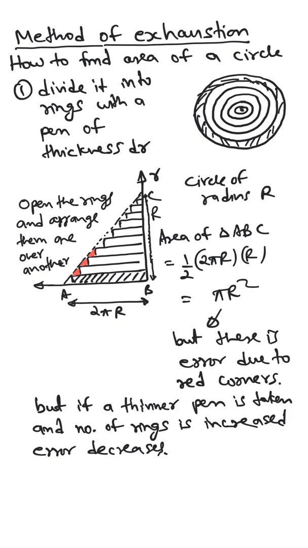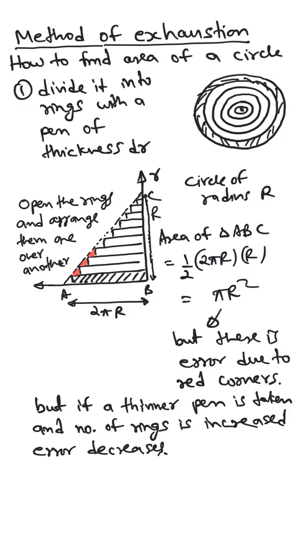Now how to find the area of a circle? Let us find the area of the circle. We divide this circle into a number of small thin rings using a pen of thickness dr. So we take a pen whose thickness is dr and we draw rings, circles of thickness dr one by one.